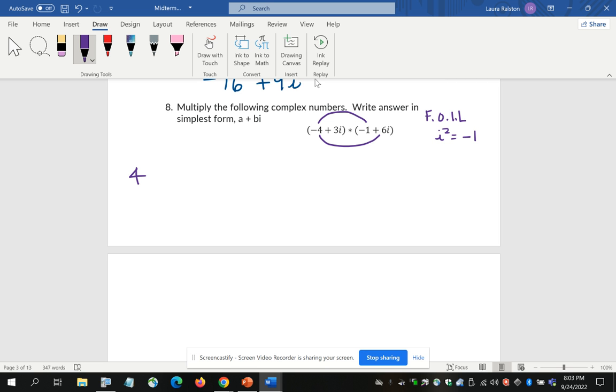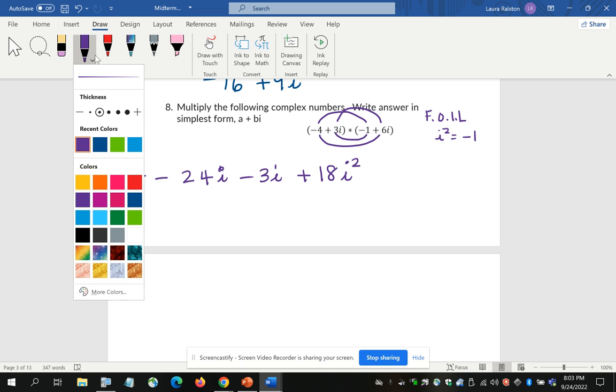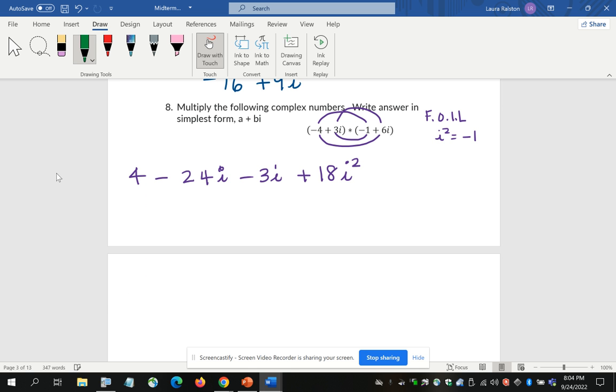-4 times positive 6i is -24i. 3i times -1 is -3i, and 3i times 6i is positive 18i squared. And then I need to simplify because ultimately I have to have this in simplest form. So the first thing I'm going to do is combine like terms. -24i minus 3i is -27i plus 18i squared.